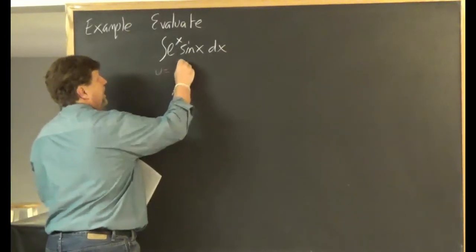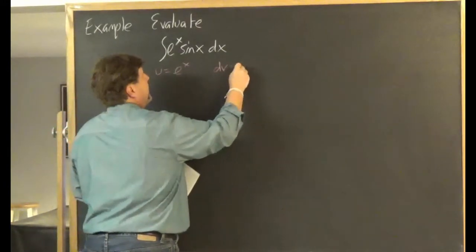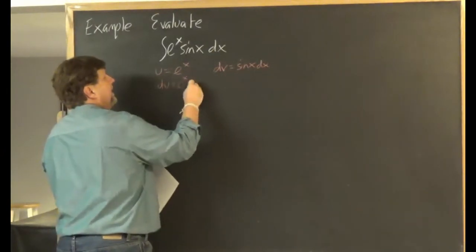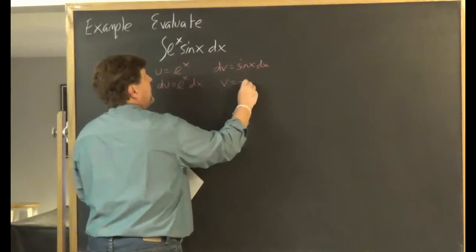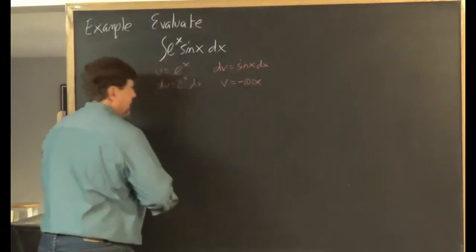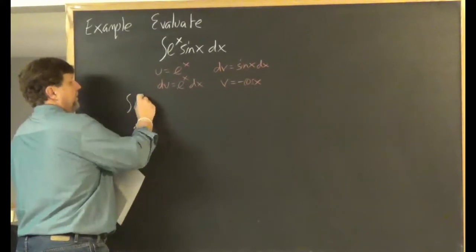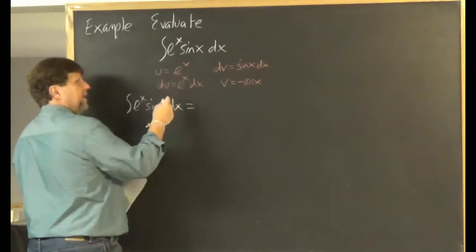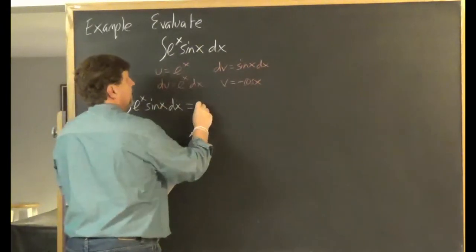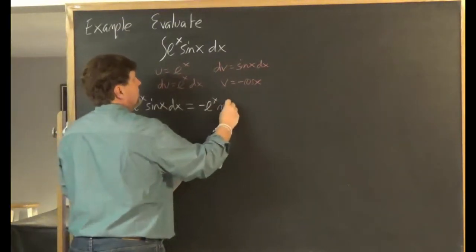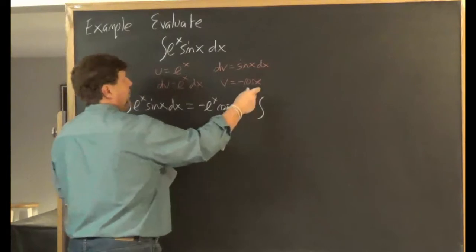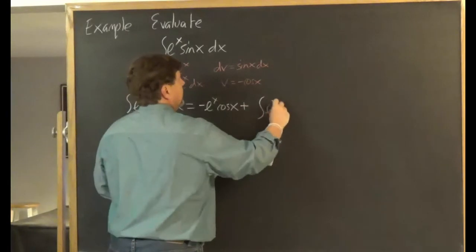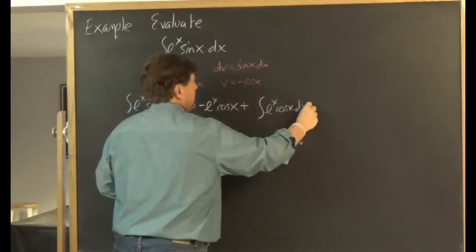Let u equal e to the x. dv is sine x dx. du is e to the x dx. v is negative cosine x. So we write down the original integral. I've been stressing this every example. Crank it through integration by parts. U times v. So that's a negative e to the x cosine x. Minus the integral of v du. Well, I'd rip the negative out to get plus e to the x cosine x dx.